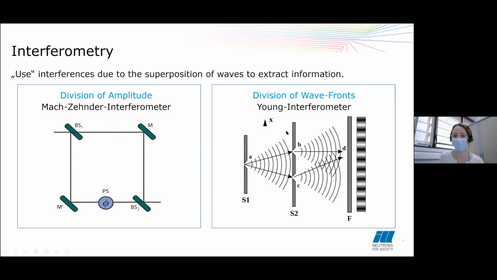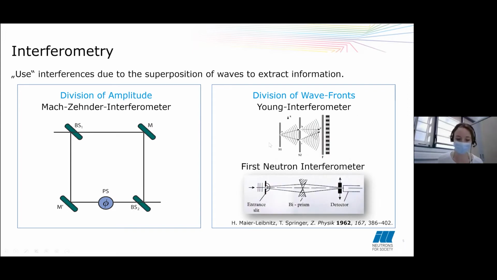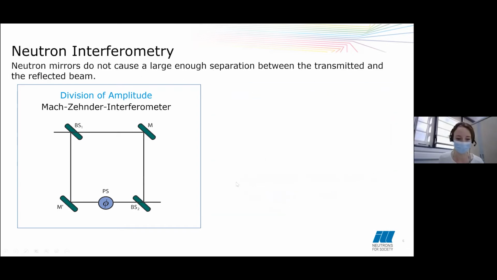wavefronts. And in fact, the first neutron interferometer was based on wavefront division, but it had several constraints for interferometric application, mainly due to the very small separation of the beam paths of about 100 micrometers. So in the end, another approach for neutron interferometry had to be found. And this is based on the division of amplitude interferometer.